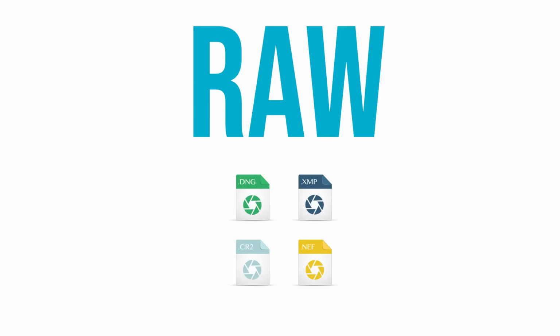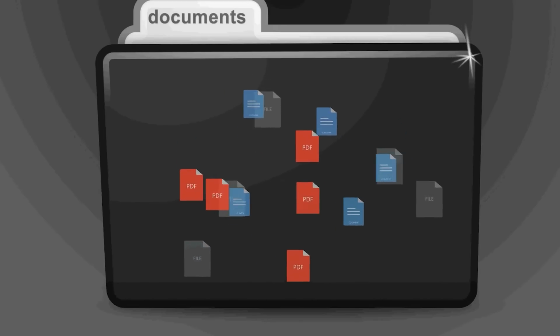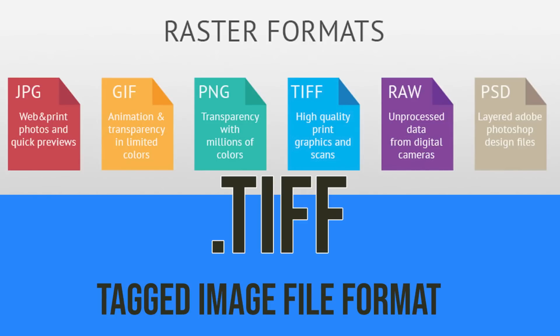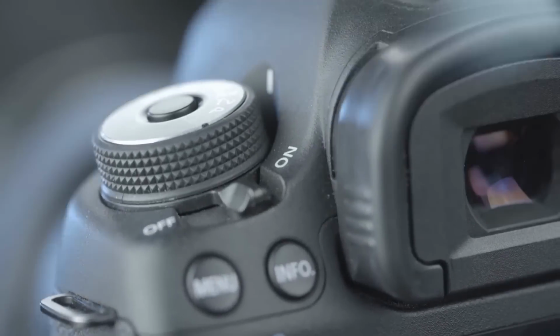Let's do TIFF versus RAW. Okay, so when we're talking about uncompressed files, we're also talking about lossless. So the TIFF and the RAW are both lossless, uncompressed formats. That just means that the file contains more data and results in a more detailed picture.